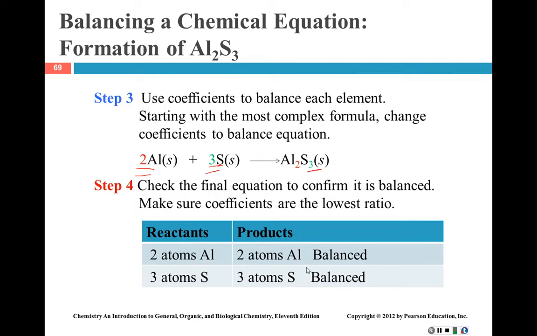Sometimes you might get a little carried away and have something that you could divide all of them by, like if you ended up with 4 and 6 and 2, then you would have to take those down to the lowest ratio, which would be 2, 3, and 1. And of course you don't have to write the 1.